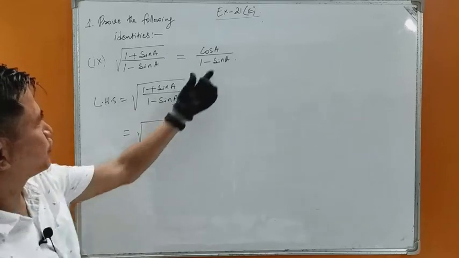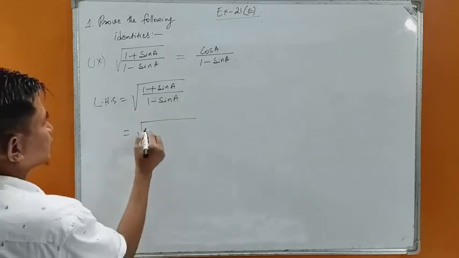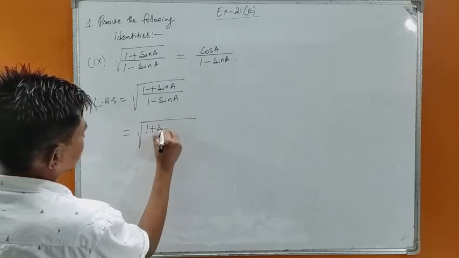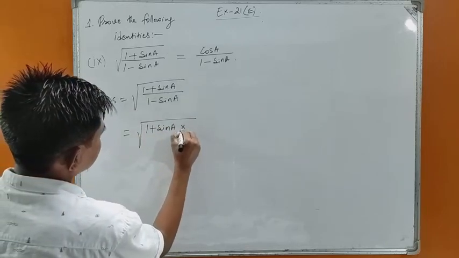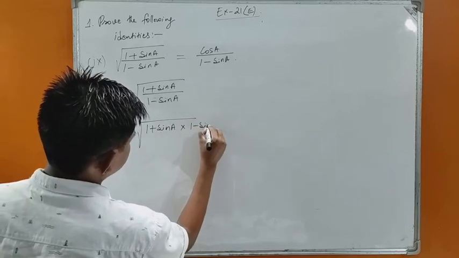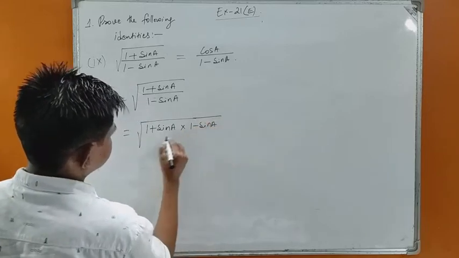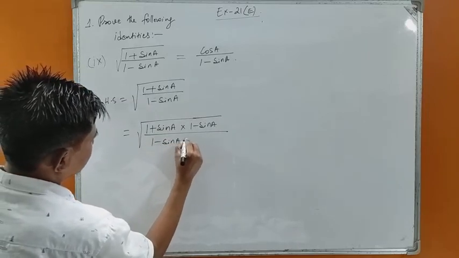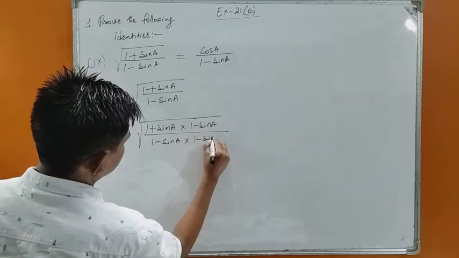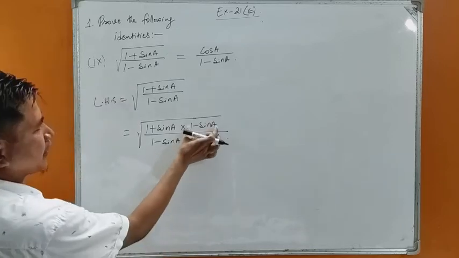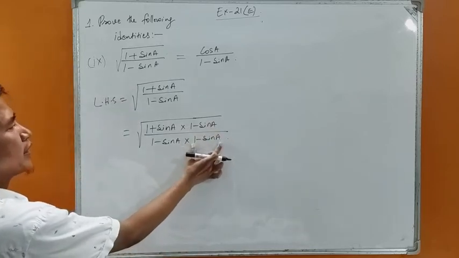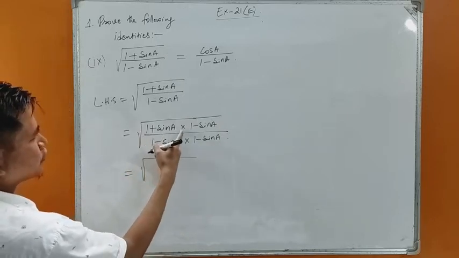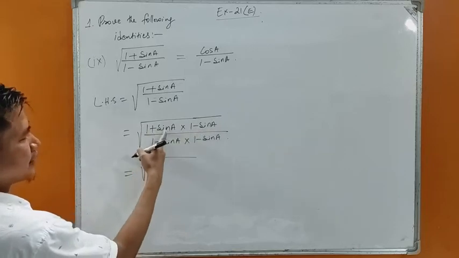Okay. Now since we need 1 minus sin A in the denominator, so let's multiply the numerator and denominator by 1 minus sin A. 1 plus sin A into 1 minus sin A, okay, over 1 minus sin A into 1 minus sin A. I'm just multiplying the numerator and the denominator by 1 minus sin A. So this gives us A plus B into A minus B. 1 is A and sin A is B, okay?